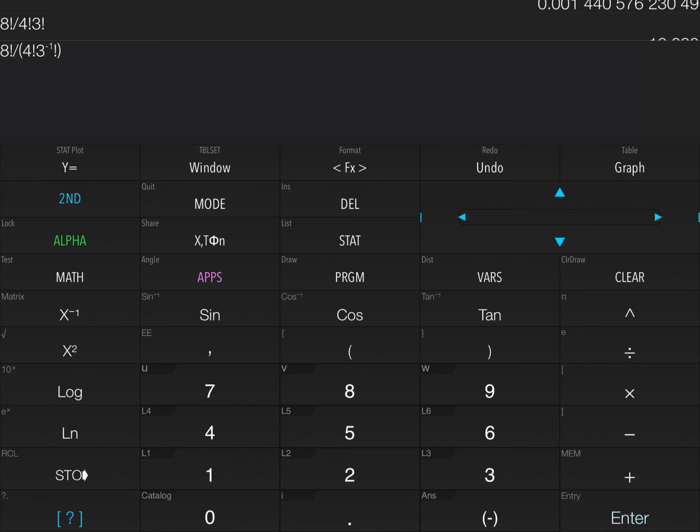By closing parentheses, I think I typed in something weird there. Let me get rid of that. That's not supposed to be there. I don't know where that came from.